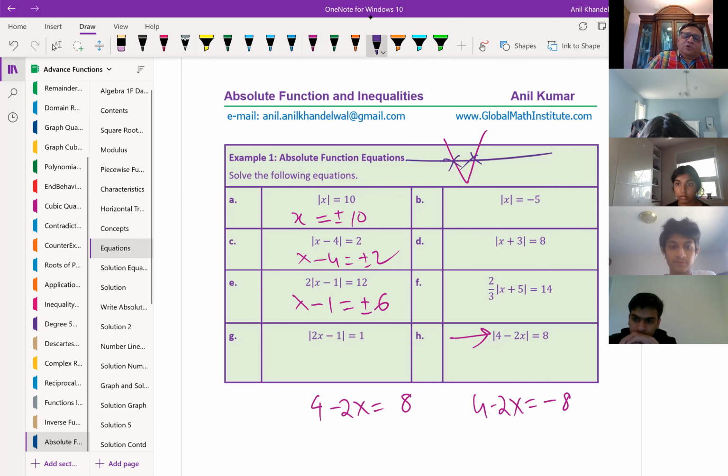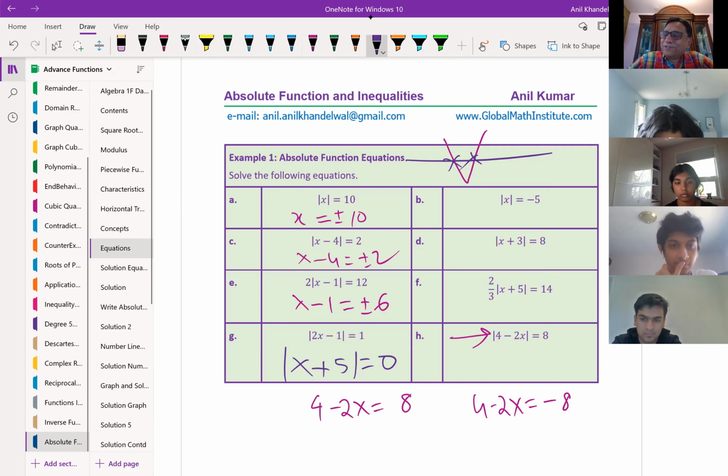Okay, one more question. Absolute value of x plus 5 equals 0. Tell me what is the answer of this equation. What is x equal to? Anybody? What will make it 0? x plus 5 equals 0.